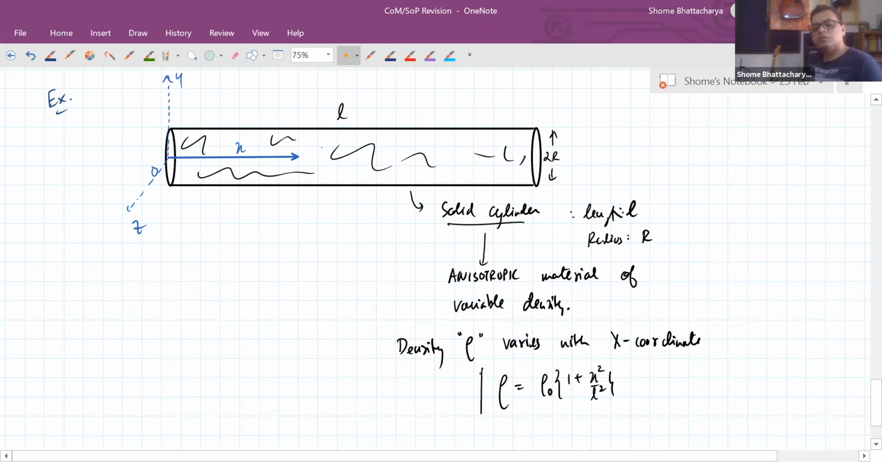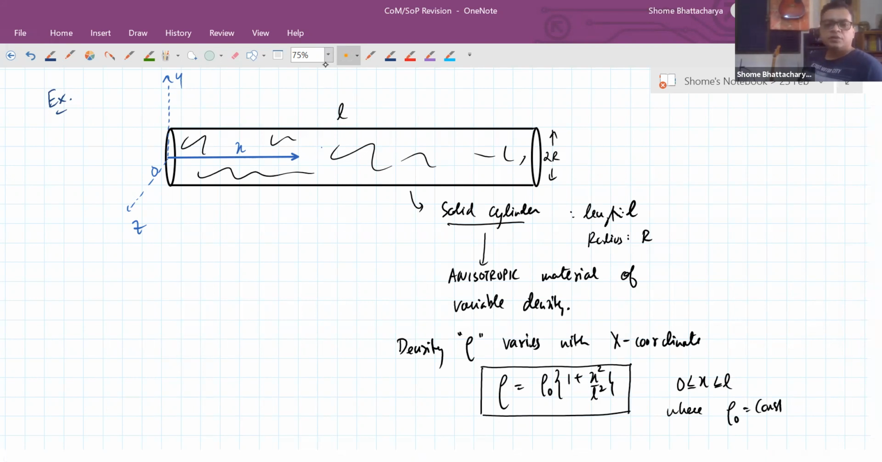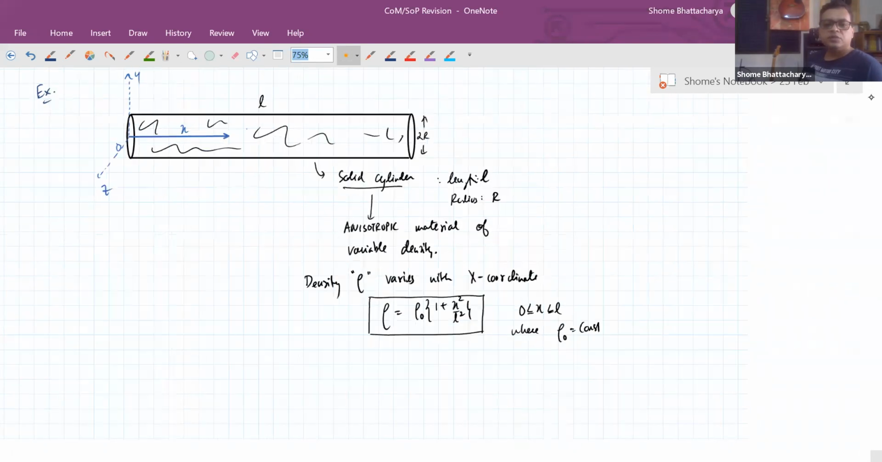According to this formula, where rho naught is a constant and L is obviously the length of the cylinder. So now we have to find the position of the center of mass.